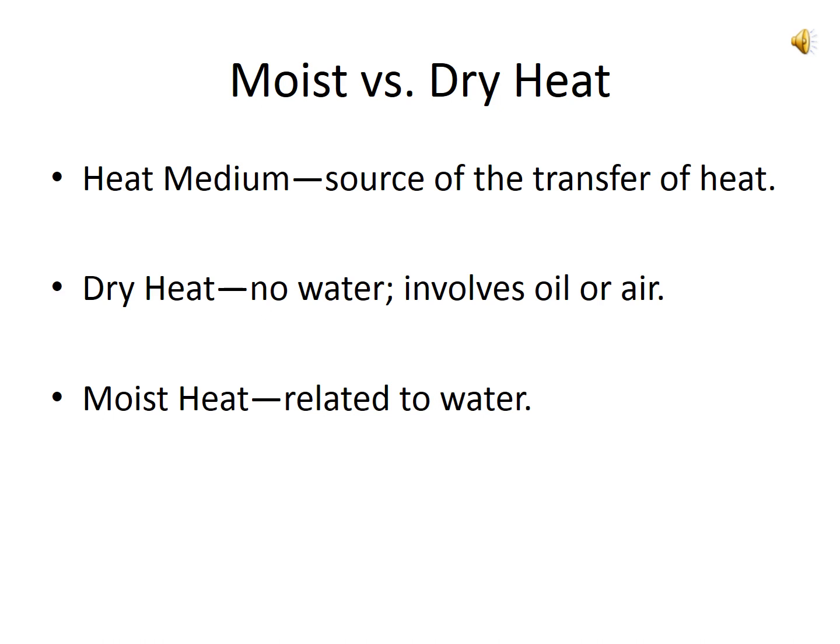Dry heat involves no water. This includes air, and because oil and fats do not contain any water, oil is also considered a method of dry heat as well. Moist heat involves heat transfer through water in any way, shape, or form. Keep the gas form in mind as we move on to the next slide.